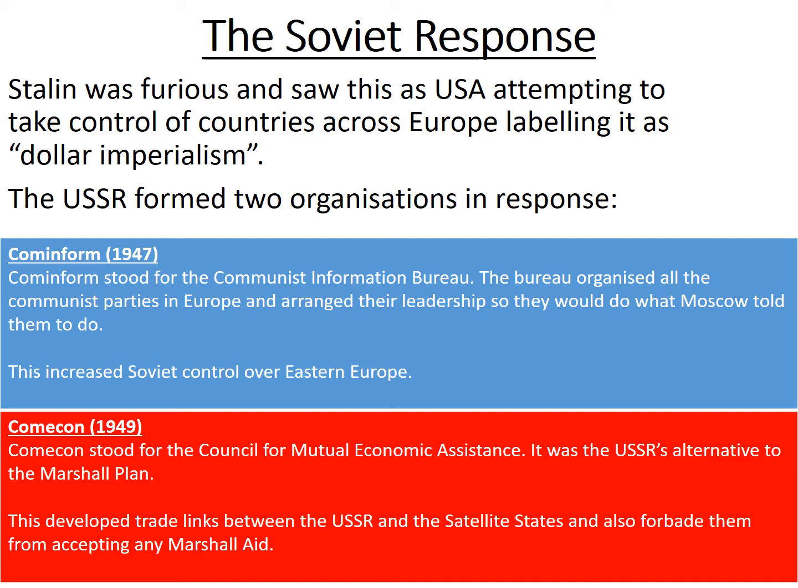What they also then form is Comecon in 1949, and this is a direct, well, I say a direct, 2 years later, but it's an alternative to the Marshall Plan. It's a direct reaction to it. It stands for the Council for Mutual Economic Assistance. It basically develops trade links between the USSR and the satellite states, but crucially forbids them from accepting Marshall aid.